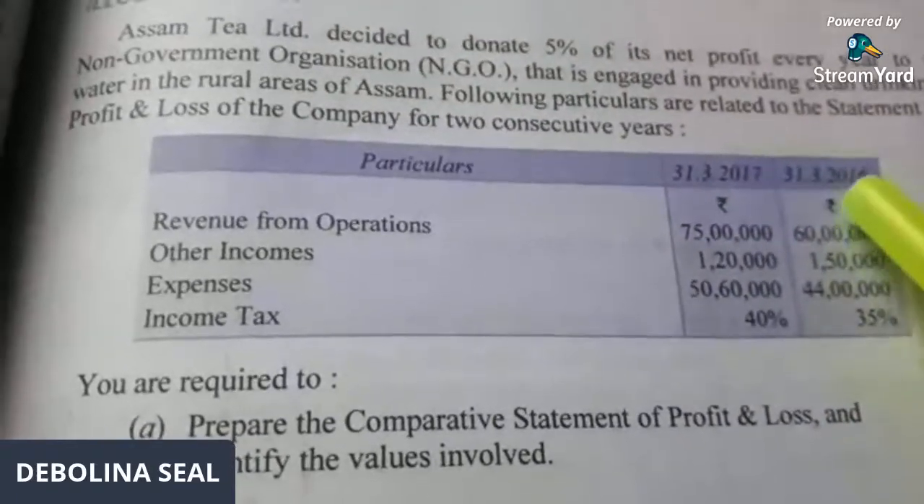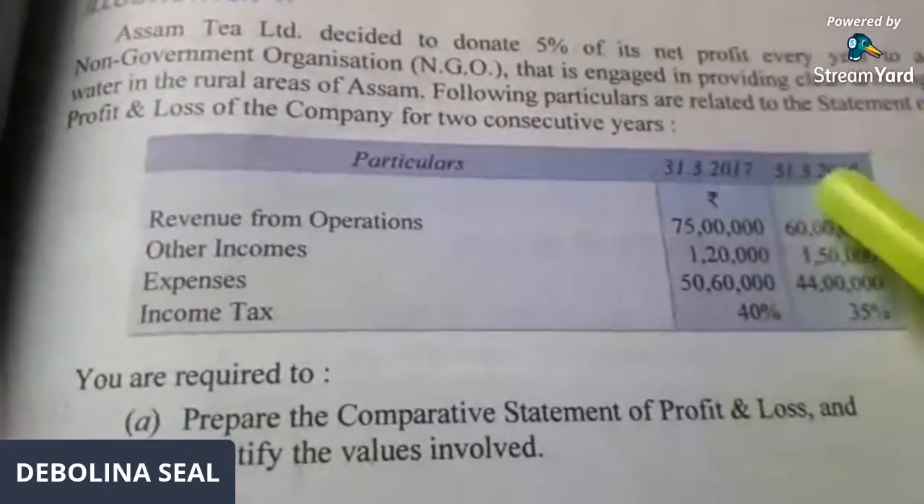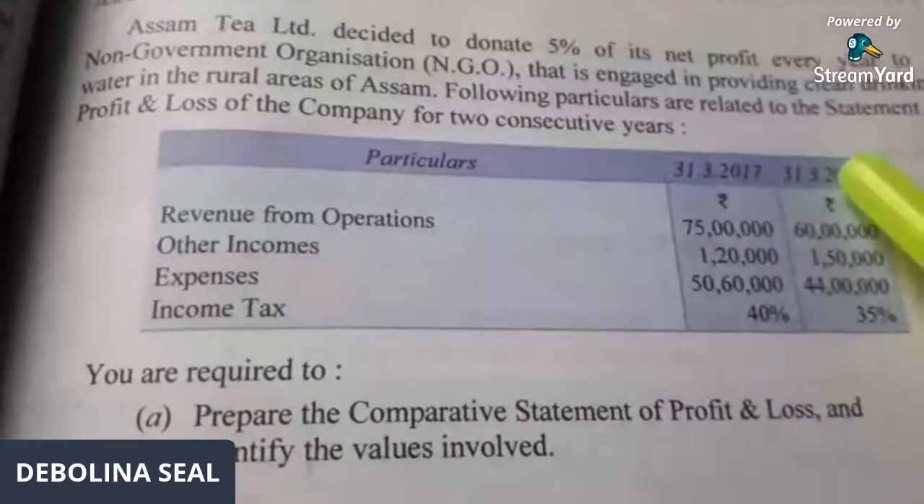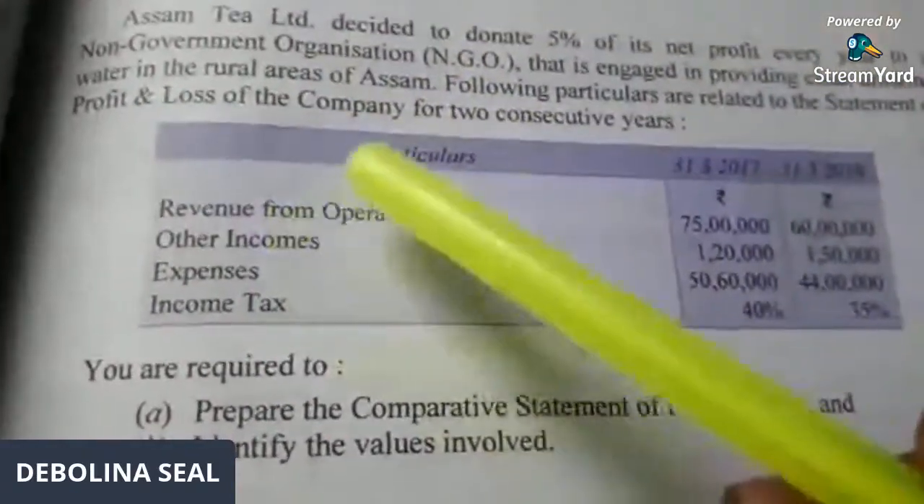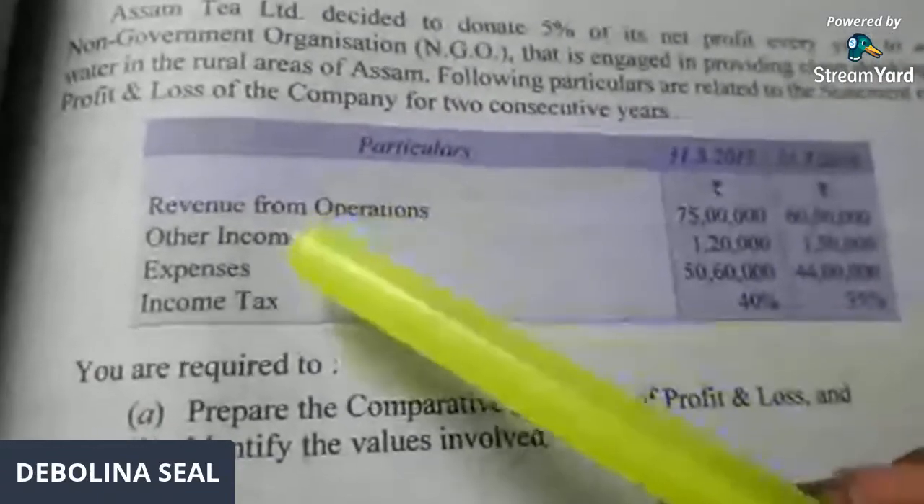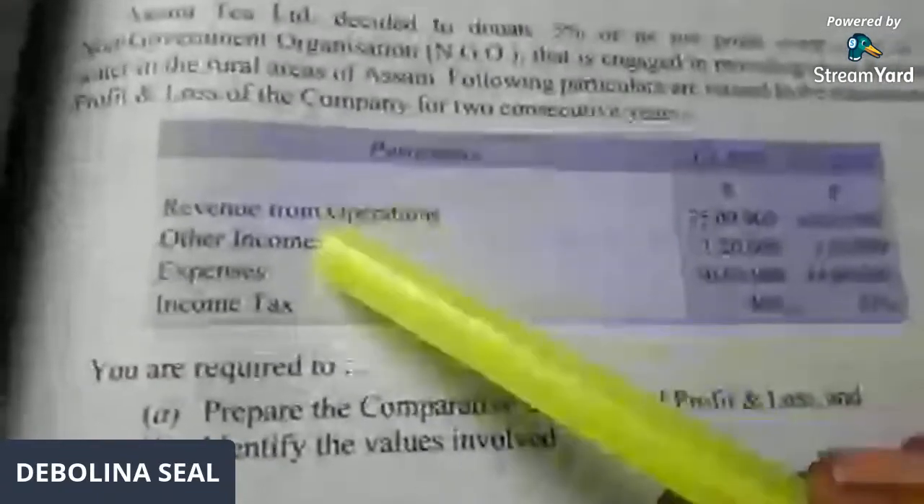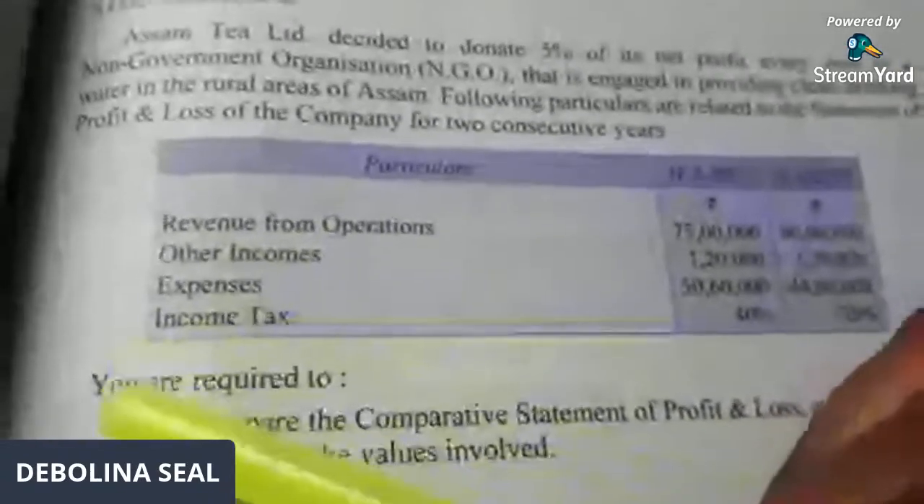But when you start recording your sum for solution, you are going to start with the previous year and then the current year. Okay. So four things they have given you here: revenue from operation and other income. When you add these two, it becomes total revenue. From total revenue, you subtract expenses, then you get profit before tax. Then you subtract income tax, then you get profit after tax. The sum is very easy.